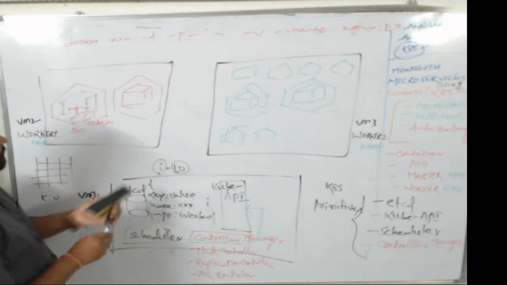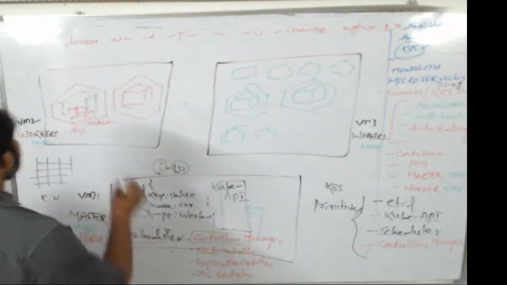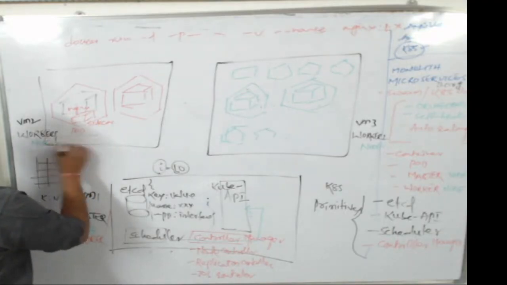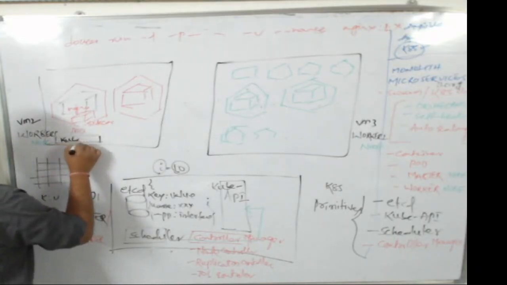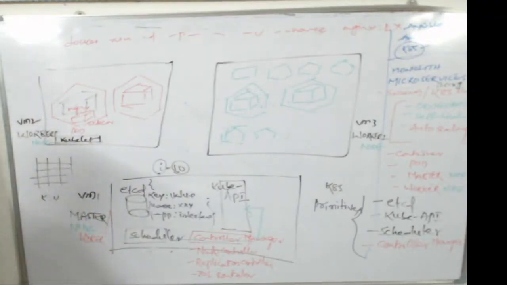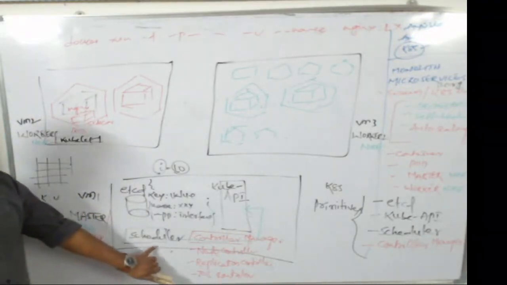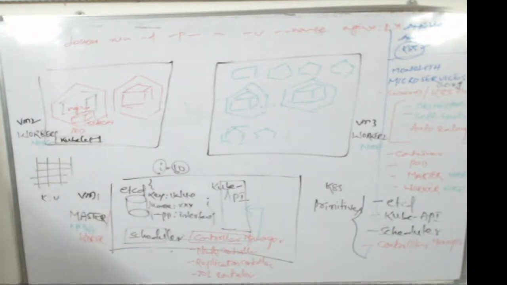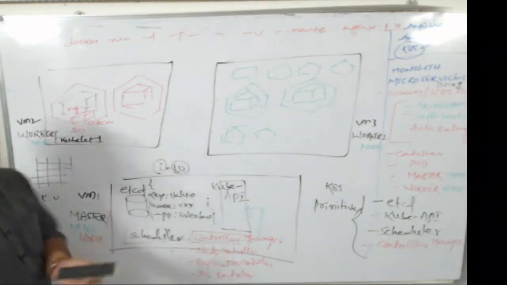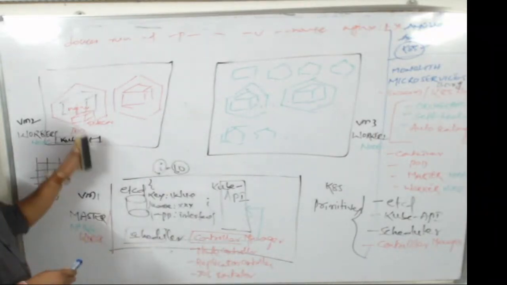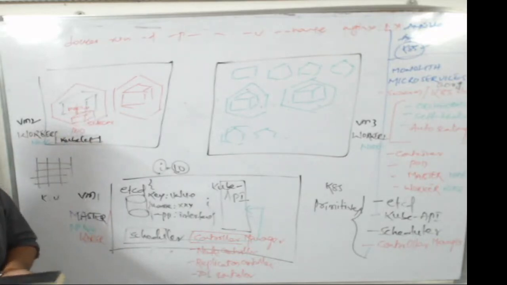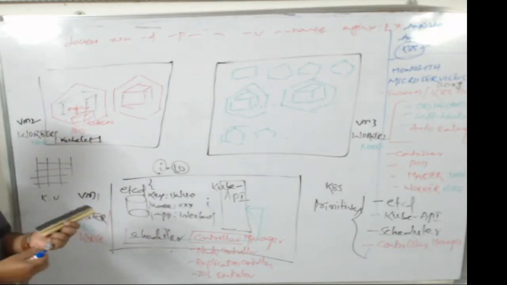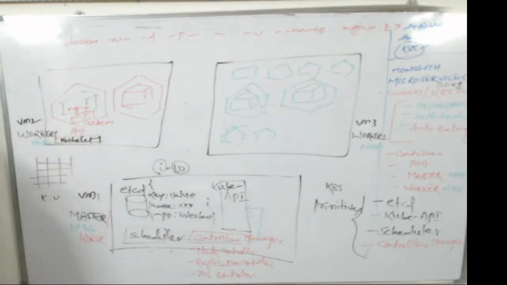Then you have a couple of things on all the workers. The first thing is what we call kubelet. Kubelet is a process available on all the worker nodes. Now the kubelet is responsible for creating the pod. All the pods are managed by kubelet on that specific node.